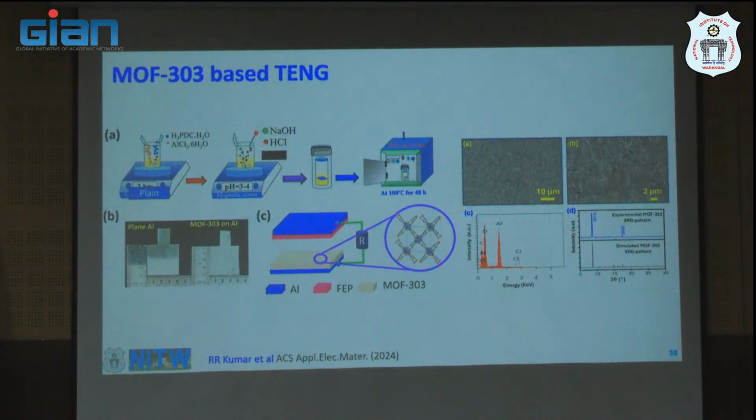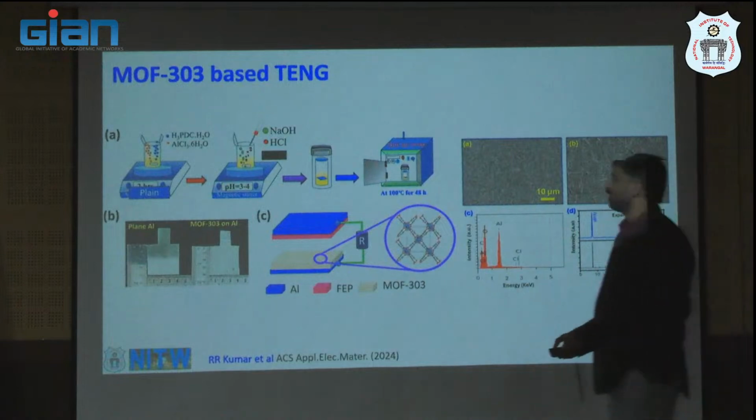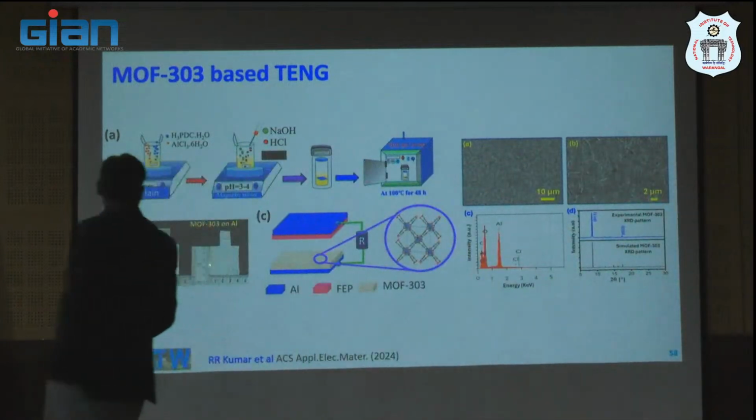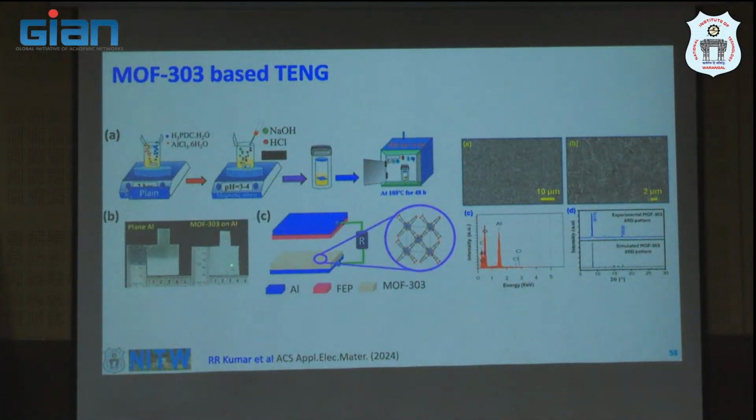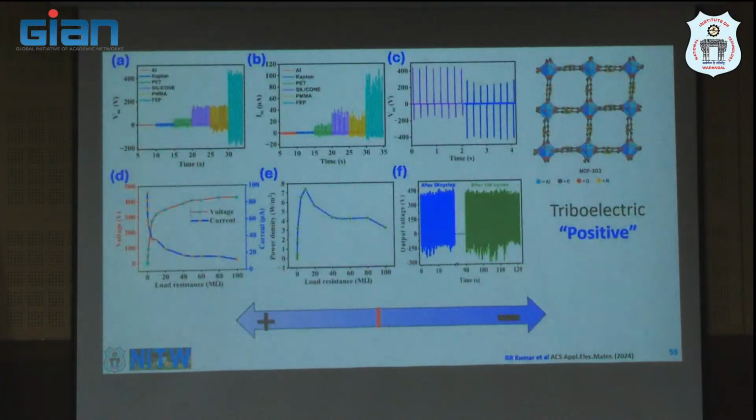And we are done with MOF 303 metal organic frameworks, where we directly synthesized metal organic frameworks on aluminium. Here is plain aluminium, and this is MOF coated aluminium, and this is the device geometry, where FEP acts as one opposite layer and MOF acts as another opposite layer. And we could get a power density of around 7.8 watt per meter square.